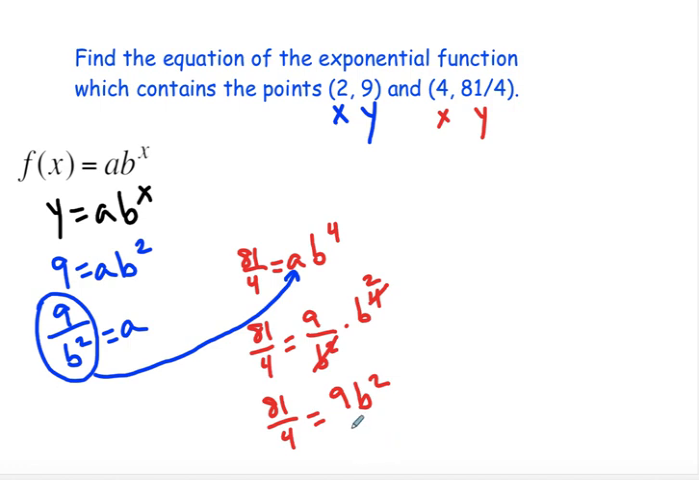What I could do is cross multiply. So I could do 4 times 9. So 36b squared equals 81 times 1. And then we could divide 81 by 36.